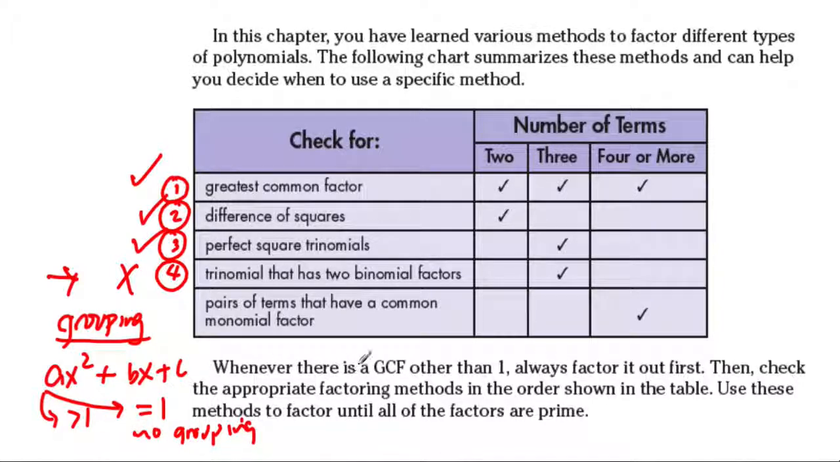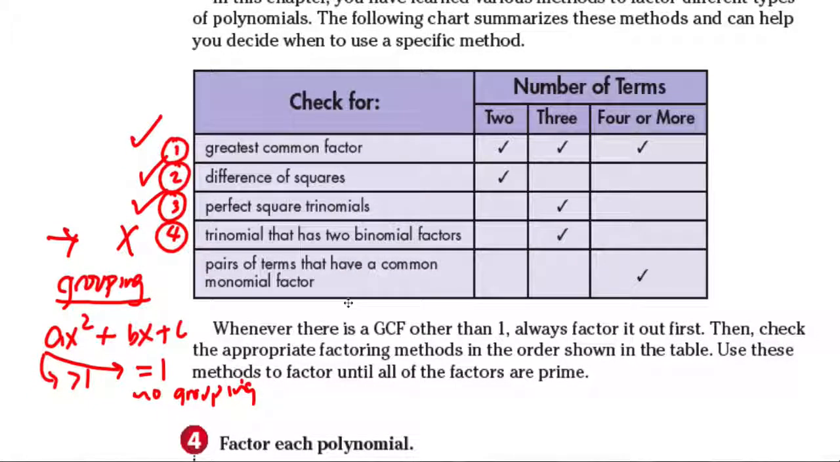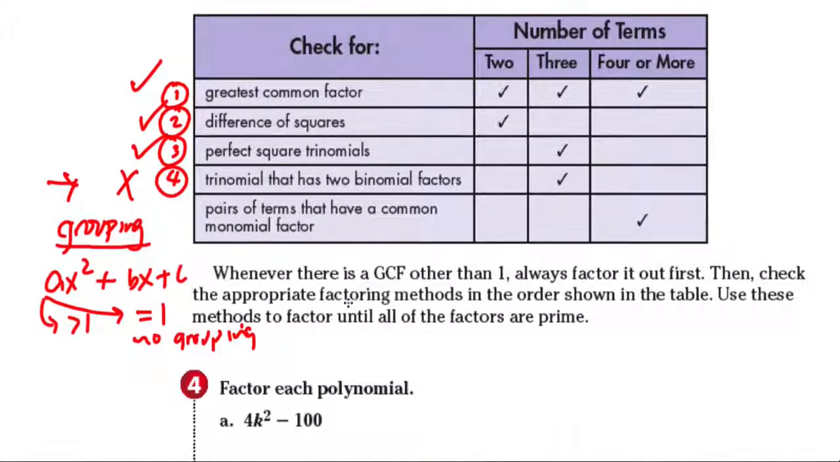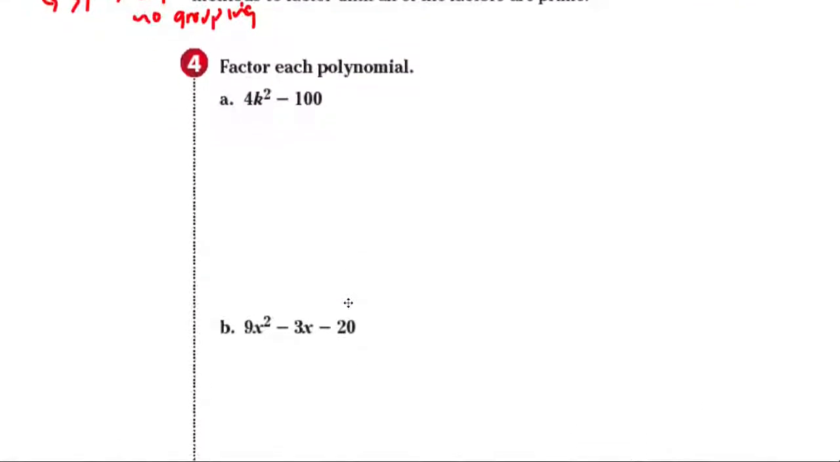Okay, so whenever there is a GCF other than 1, always factor it out first, and then check the appropriate factoring methods in order in the table. Okay, use these methods to factor until all of the factors are prime. Let's see how this works.